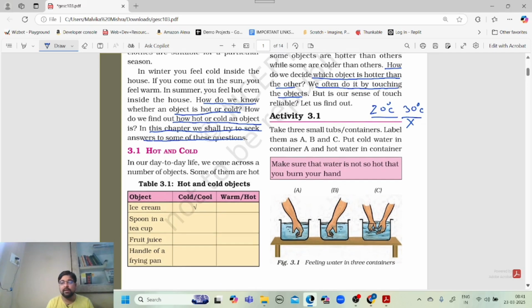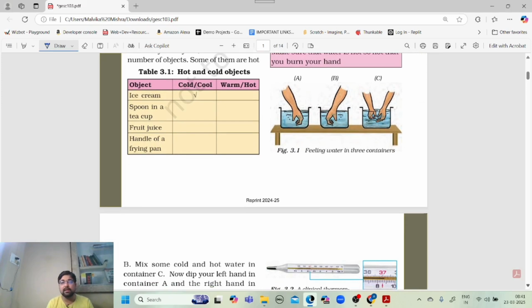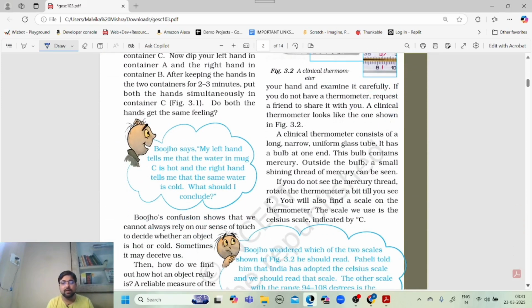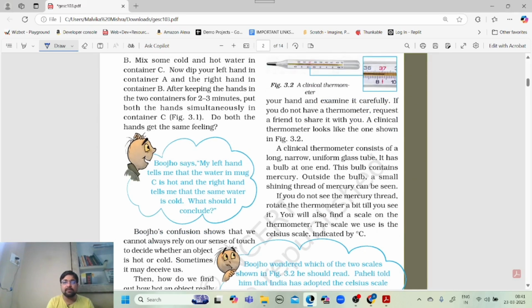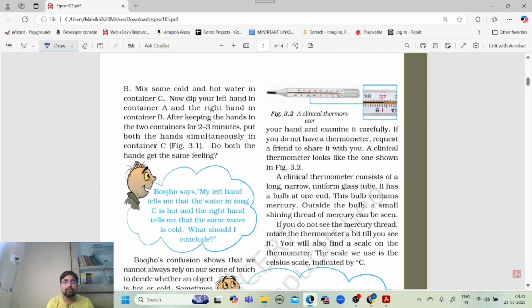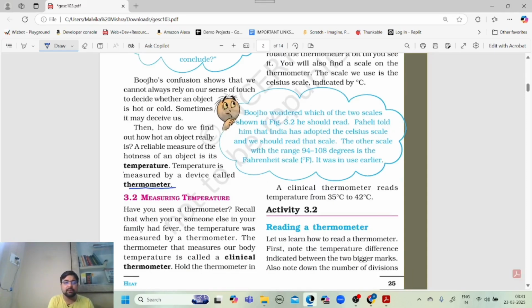So the next question is how can we measure the things, right? That is where a device is used, and this is known as a thermometer. The temperature is measured by a device called a thermometer. Now we are going to see how we measure the temperature by a thermometer, and what are the limitations of each kind of thermometer.